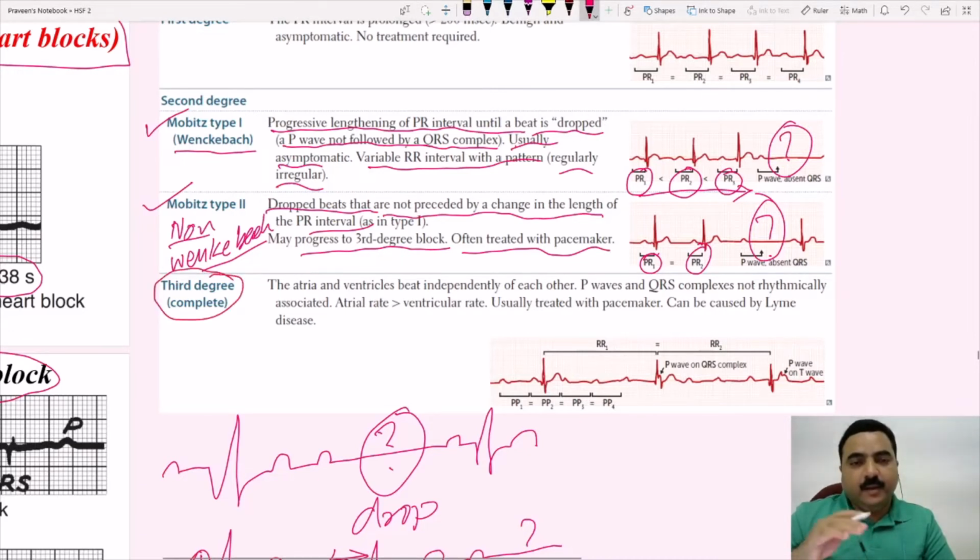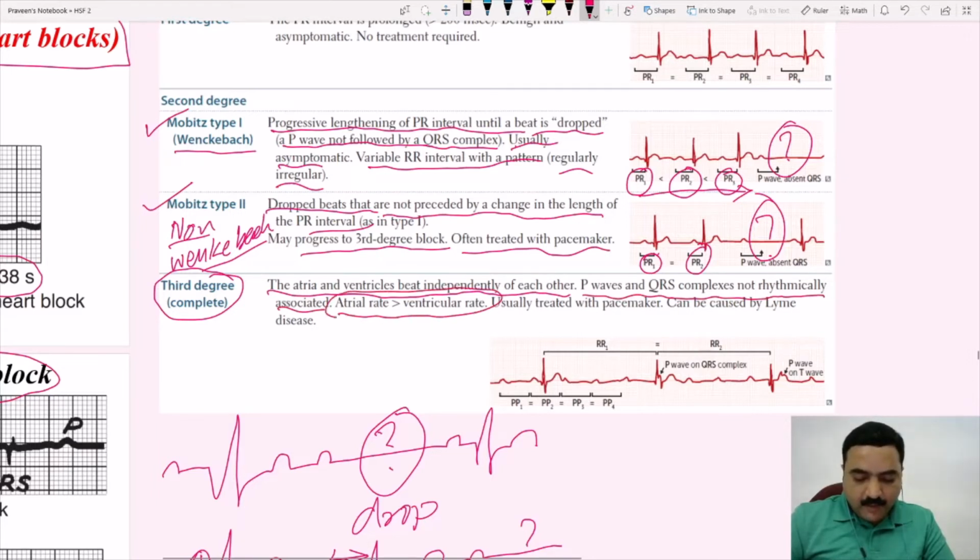None of the impulses are transmitted down from the atrium into the ventricle. From the SA node through the AV node, nothing is going. So the atria and ventricles beat independently of each other. Now how does the ventricle beat? The ventricle beats with its own rate, whereas the atria beat with the sinus rate. So the P waves and QRS complexes are not rhythmically associated, and the atrial rate will always be higher than the ventricular rate.